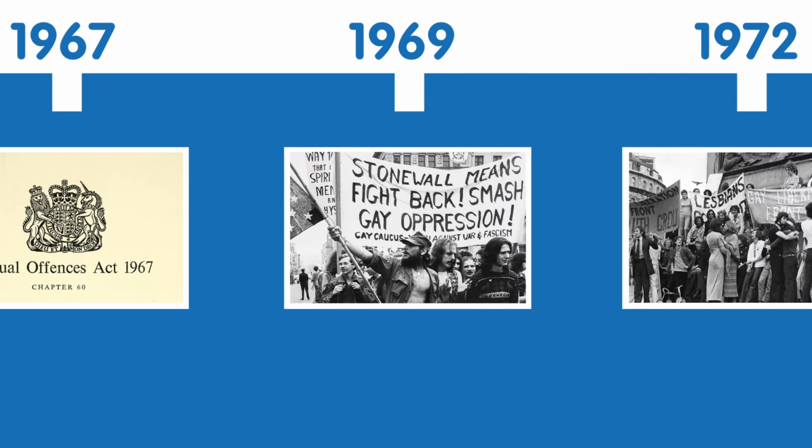In 1969, there was the Stonewall Uprising in New York. There are many theories as to how the Stonewall Uprising started and who it implicated. What is certain is that the New York police carried out a raid on the Stonewall Inn in the early hours of June 28, 1969.